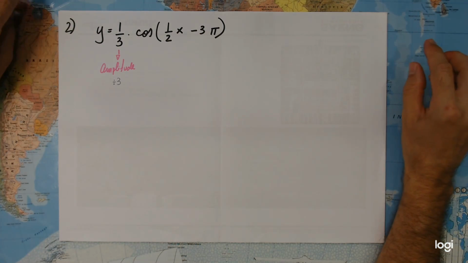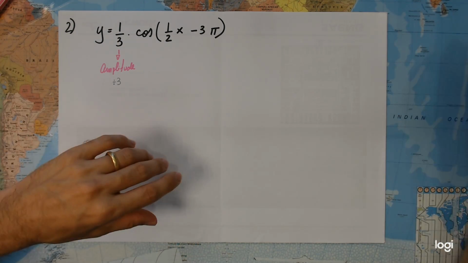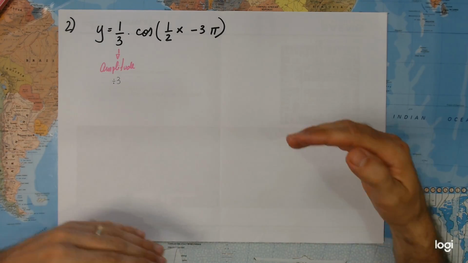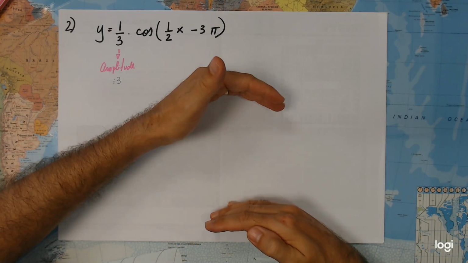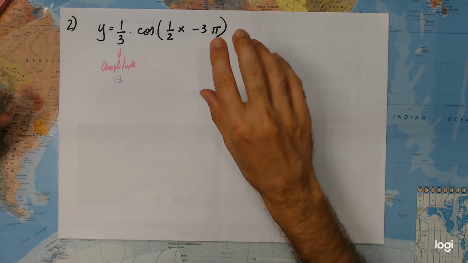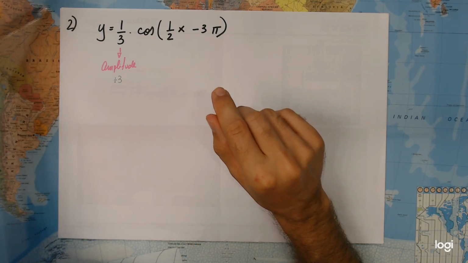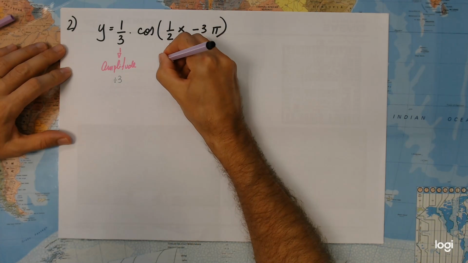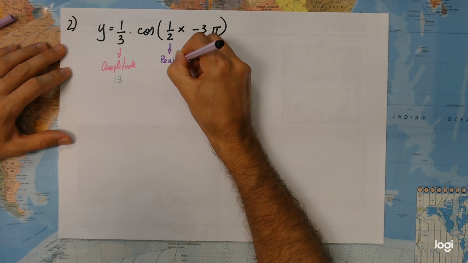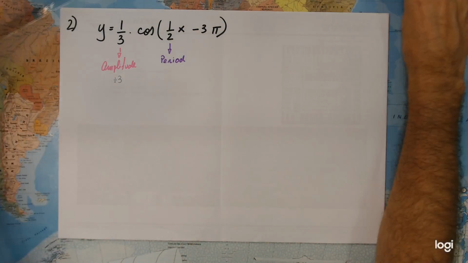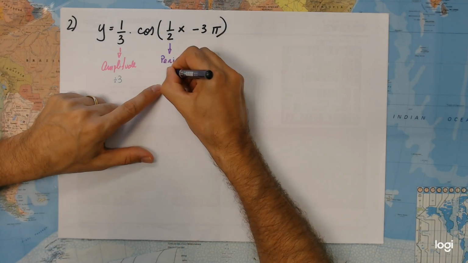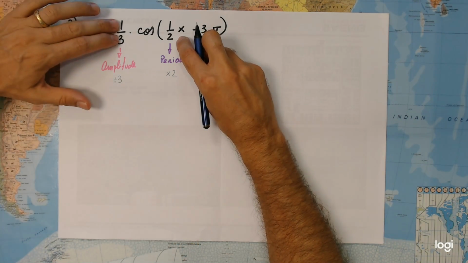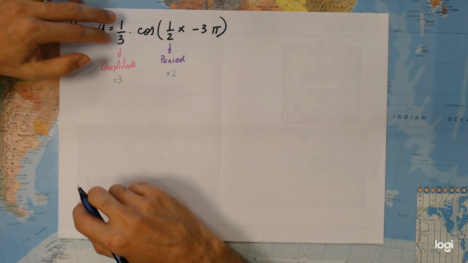We know that the cosine goes from -1 to +1. This is going to be from -1/3 to +1/3. The amplitude is going to be 1/3. Now, this is going to be the period, and the period is going to be multiplied by 2 because it's a division, remember? Okay, for this one, 1/3 reduces the amplitude.